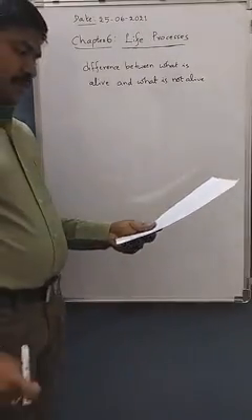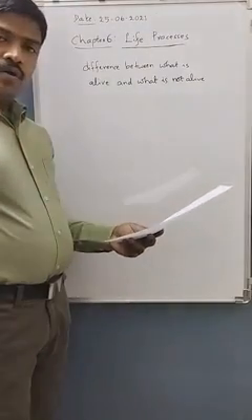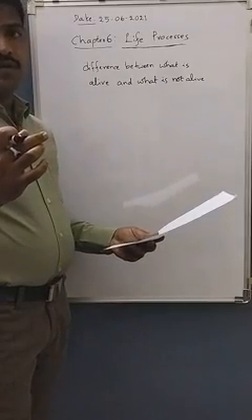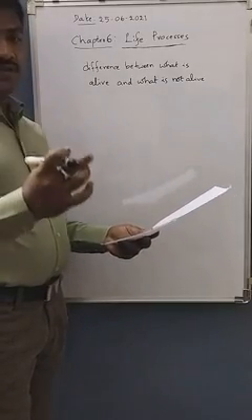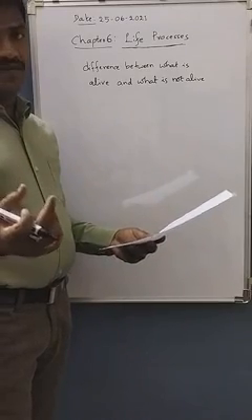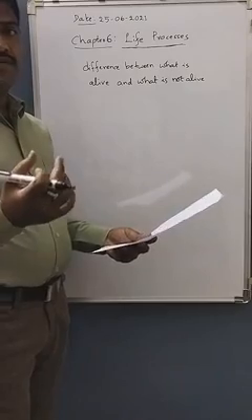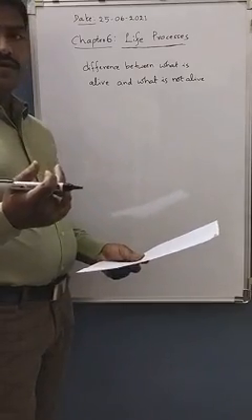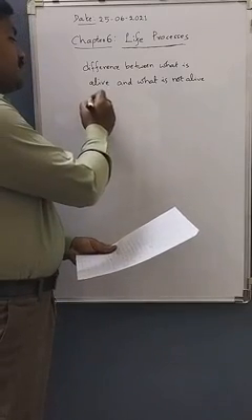Next, what do we attribute for a living thing which is not there in a non-living thing? That is the difference between living and non-living things. Living things examples are animals and plants.